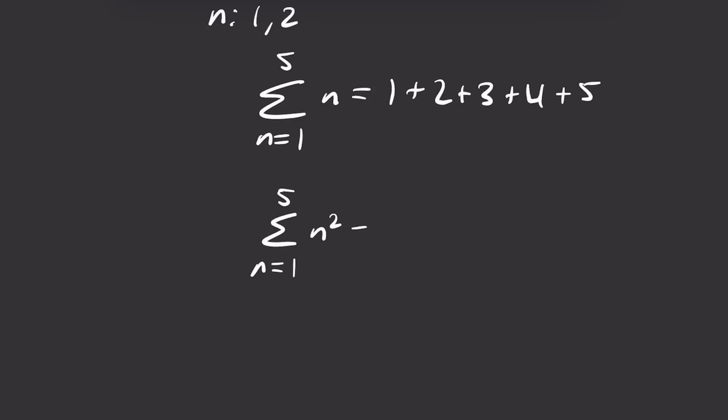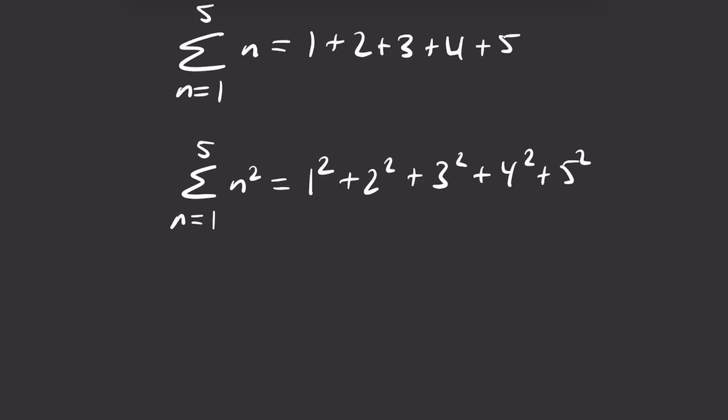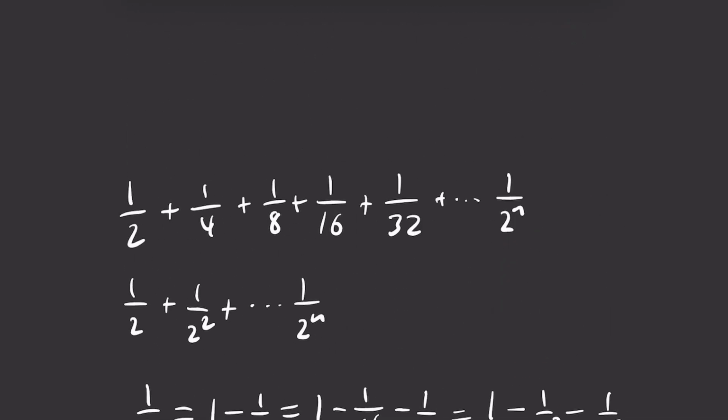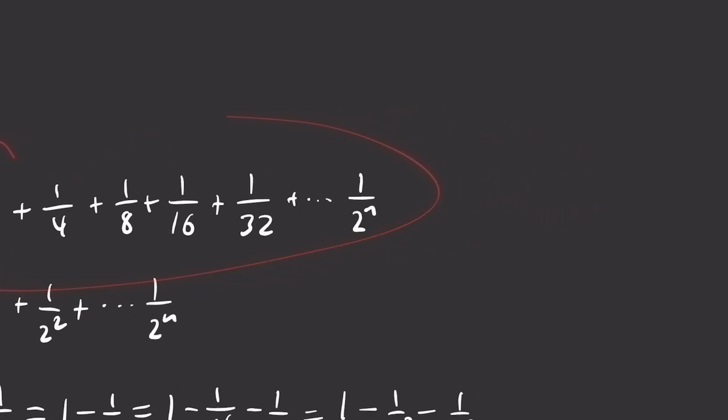And now instead of just writing n in here, I can write 1 squared plus 2 squared plus 3 squared plus 4 squared plus 5 squared. And then that's where it ends again, right? But now I have these squares, which will make the number larger. So I can use this piece of notation to rewrite this sum in this manner.